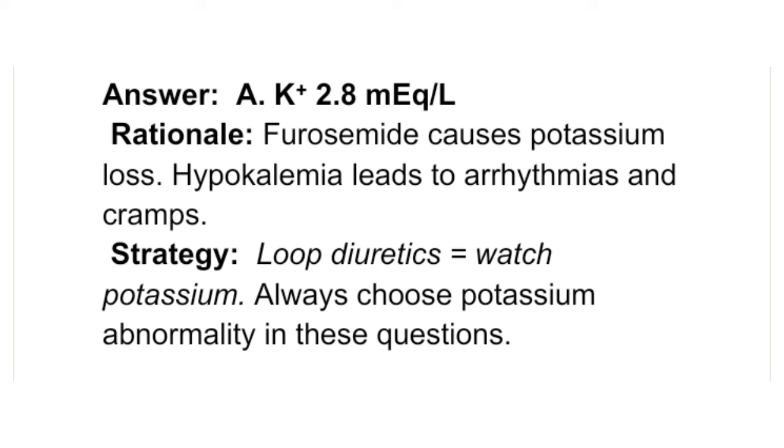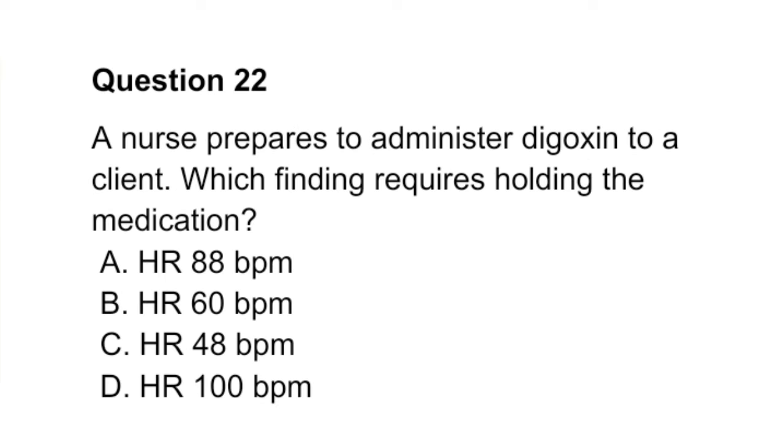Rationale, furosemide causes potassium loss. Hypokalemia leads to arrhythmias and cramps. Strategy, loop diuretics equals watch potassium. Always choose potassium abnormality in these questions. Question 22.